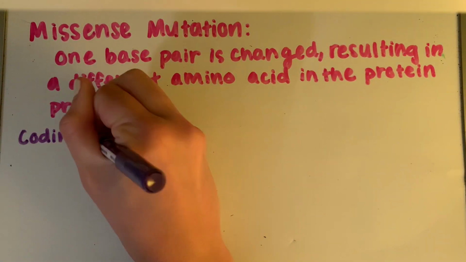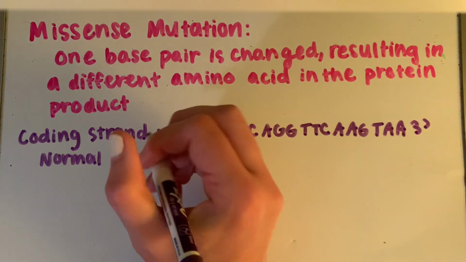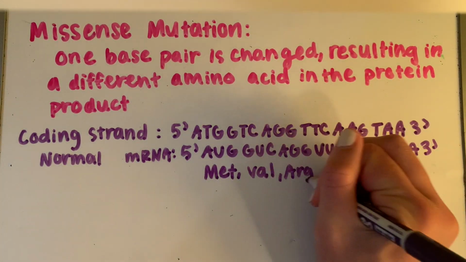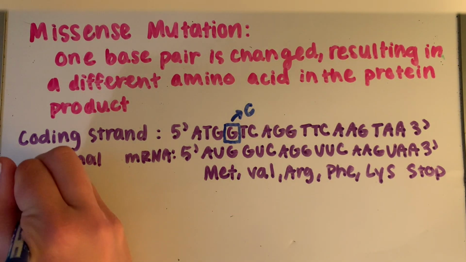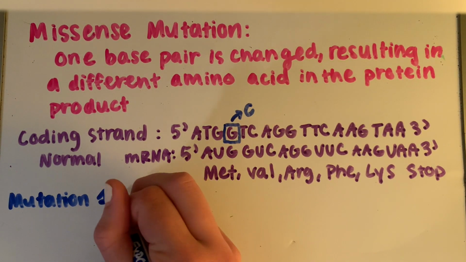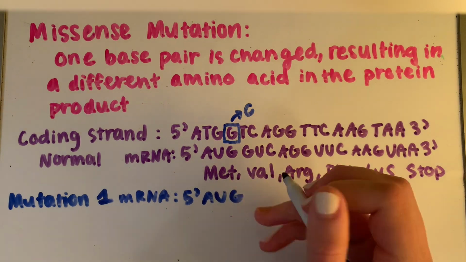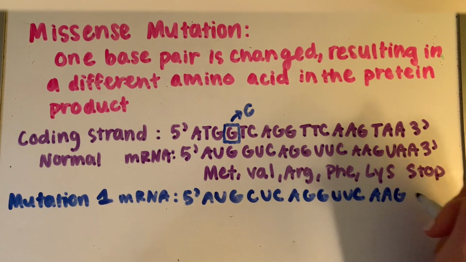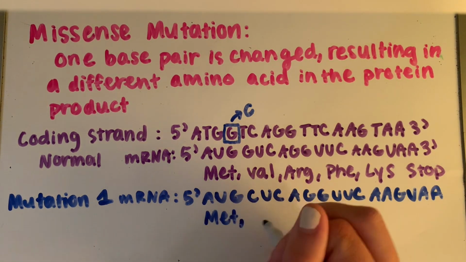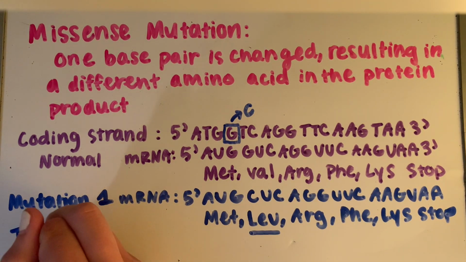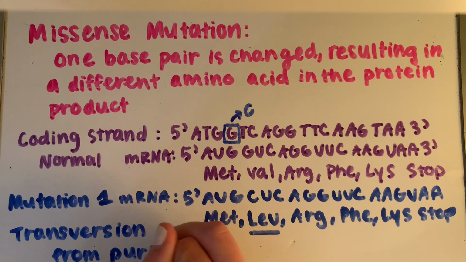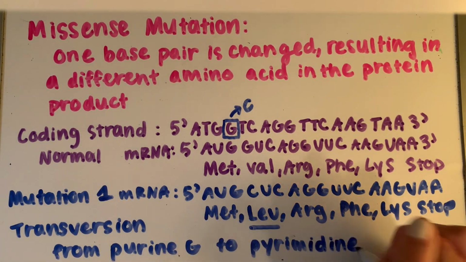A missense mutation occurs when one base pair is changed, resulting in a different amino acid in the protein product. In this example, we will mutate the 4th amino acid guanine into a cytosine in the normal coding strand. This will create an mRNA product that is CUC instead of GUC. CUC codes for leucine instead of valine, changing one of the 5 amino acids in our protein. This is an example of a transversion because G is a purine and C is a pyrimidine.